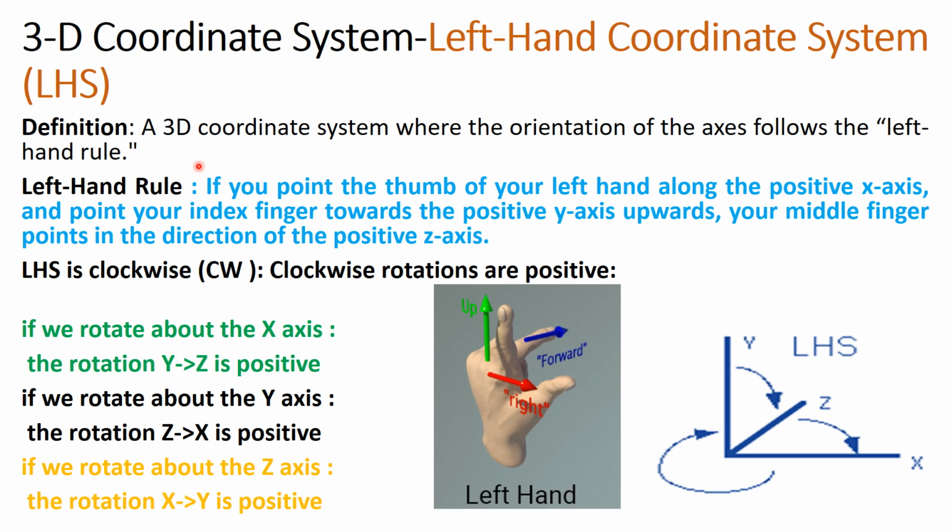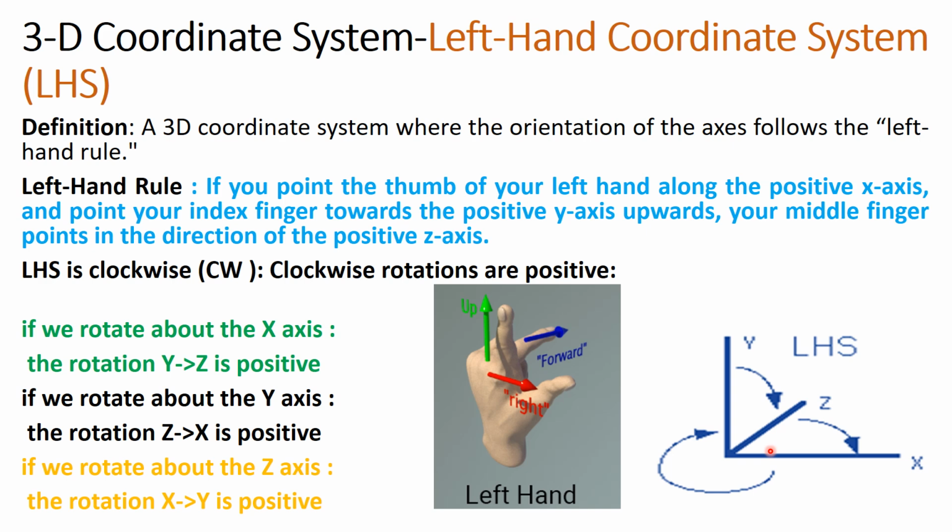ماذا تقول قاعدة اليد اليسرى؟ Left hand rule. If you point the thumb of your left hand along the positive x-axis and point your index finger towards the positive y-axis upwards, your middle finger points in the direction of the positive z-axis, as shown in this picture, or كما موضح في الصورة وفي الرسمة.